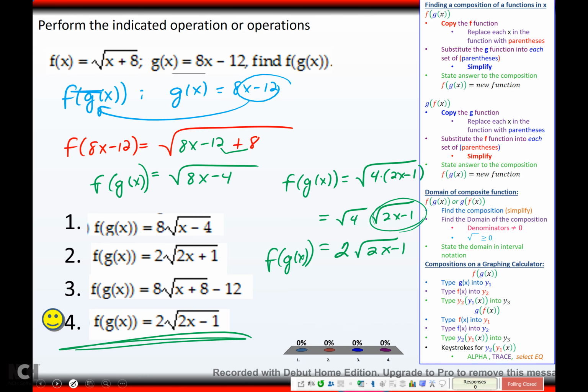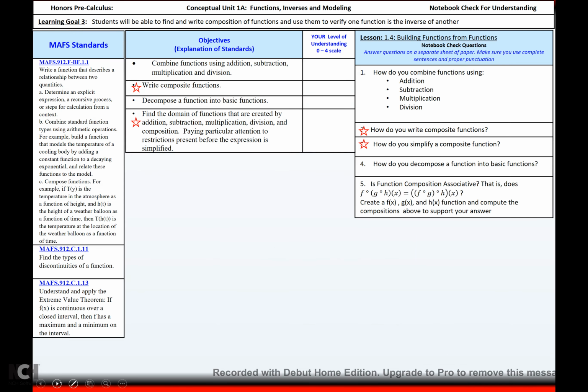Okie dokie. Alright, so how do you write composite functions? You can either use this notation, or you can use f of g of x. How do you simplify a composition function? You plug in the second function to the first function and simplify. It's basically substitute and simplify.